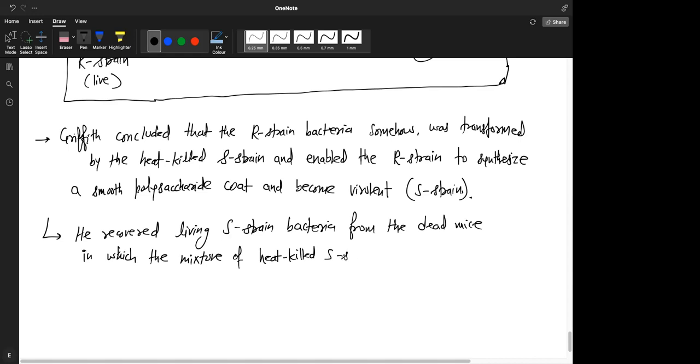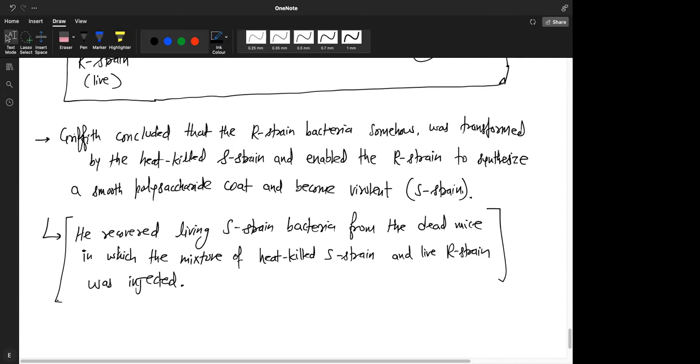A mixture of heat killed S strain and live R strain was injected. So this is the proof of the principle that actually the R strain got transformed. Now, what could have been transferred from the dead S strain to the living R strain? Of course, the genetic material, right? Because that only contains the information about genes and the properties of that organism, right? The characteristics of that organism. Yes or no?